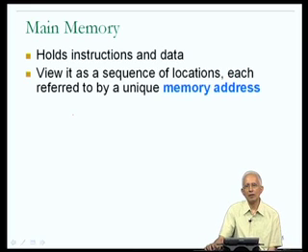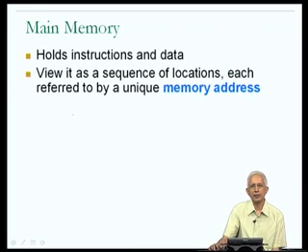Now, the first thing which I'd like to point out is that we will view the main memory as being a sequence of locations, each of which is referred to by a unique memory address. So main memory is a sequence of locations. There is the first location, the second location, and so on. Each of these locations has a unique memory address, and we'll refer to the address of the first location as 0, since the memory addresses are typically assigned as unsigned integers. So the memory addresses will go from 0 on up.